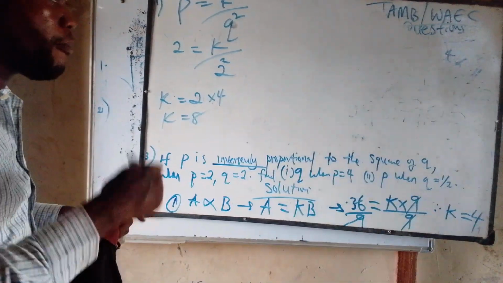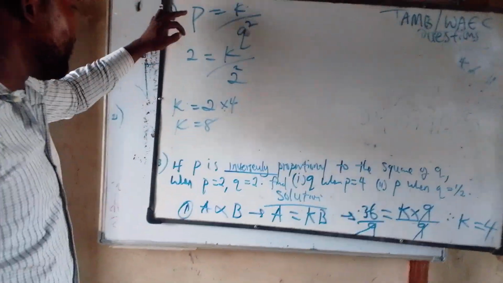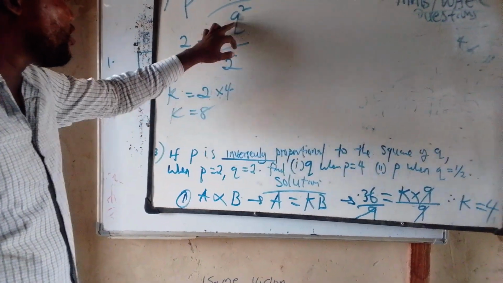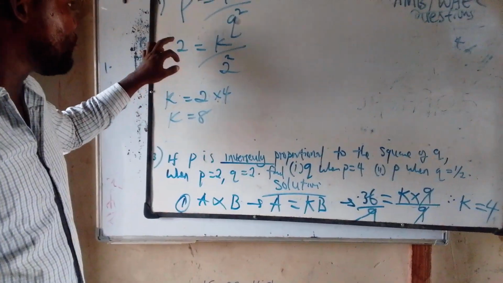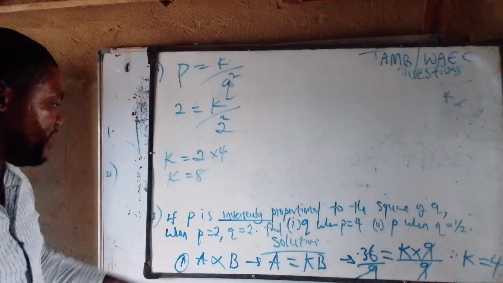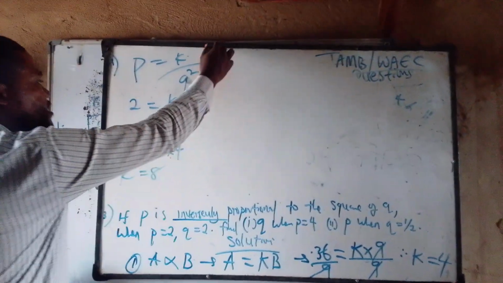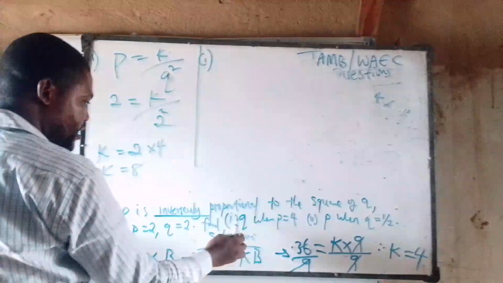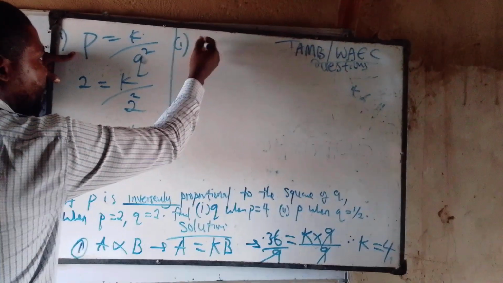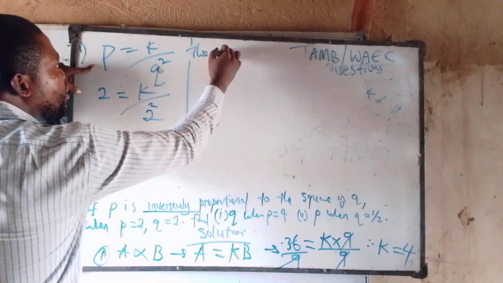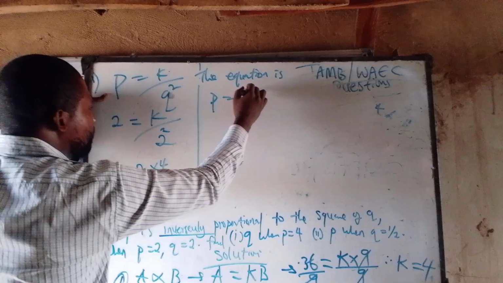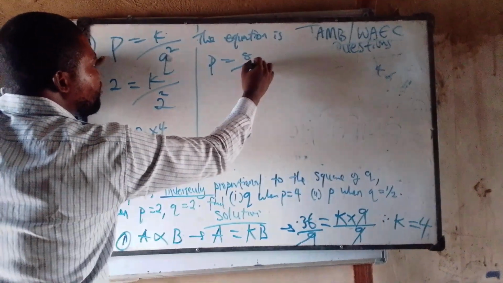Let me recap. Let me go back again to what I said earlier. My P, I remove my P and I put 2 equal to K over Q squared, and my Q is 2. This Q is 2 squared. K is equal to 2 times 2 squared, which is 4. 2 times 4 is equal to 8. Then we are now asked to find the first problem. We should find Q when P is 4. So from here, look at my equation. The equation is P is equal to 8 over Q squared.